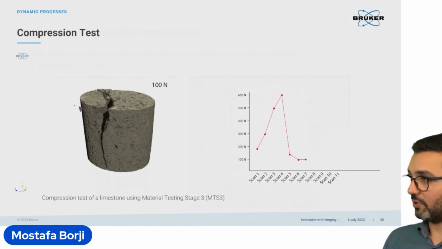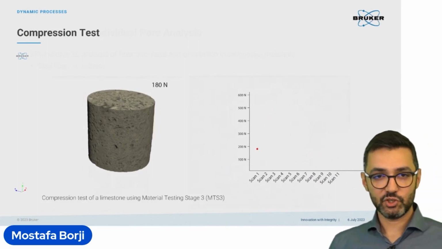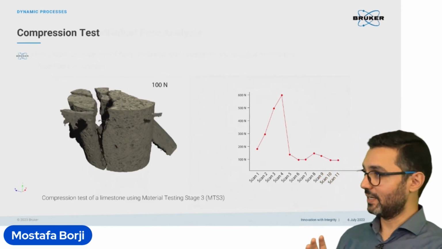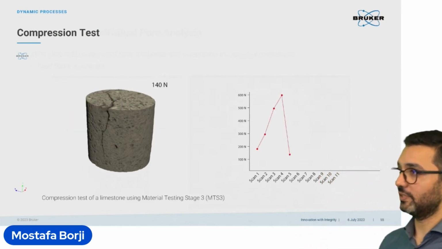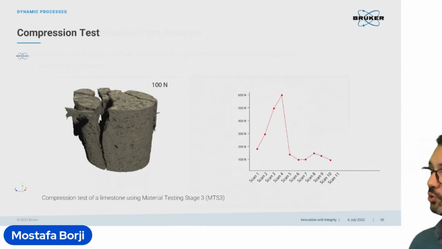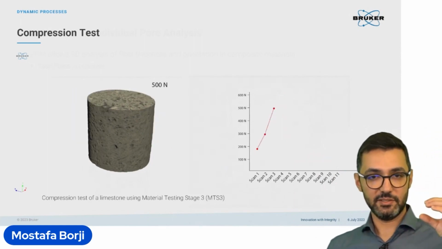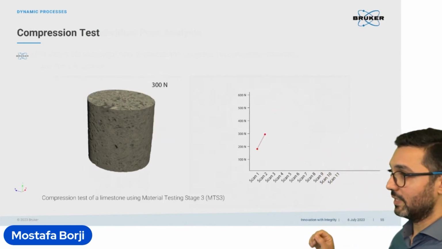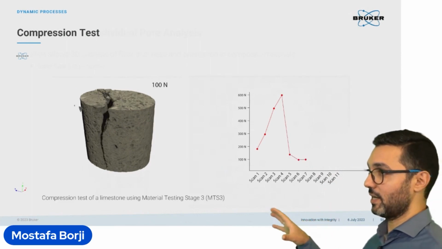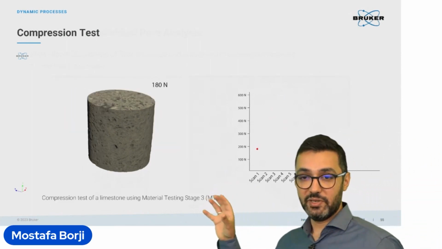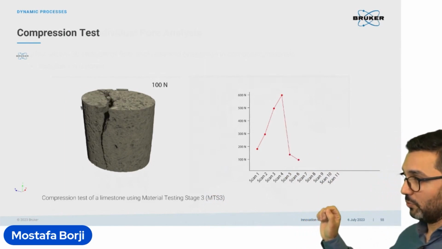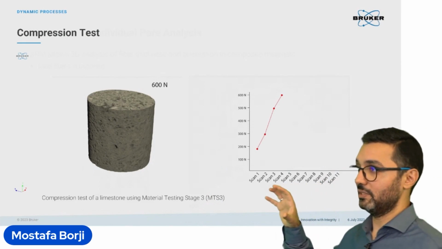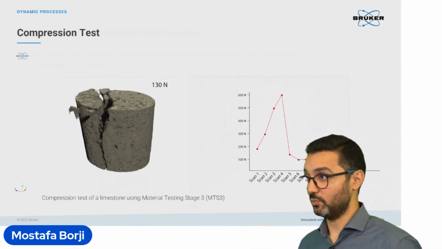Going a bit away from the static features, here we have something a bit more dynamic. This is an example of using the material testing stage, in which the core was located inside the testing stage, and then compression was applied to it. By scanning at different stages, we could see how the sample failure occurs. At the same time, we can also measure the force applied to the system and then see exactly what happens to it.